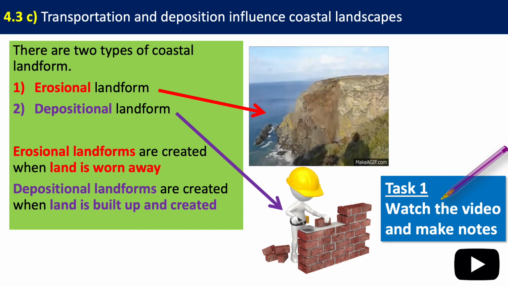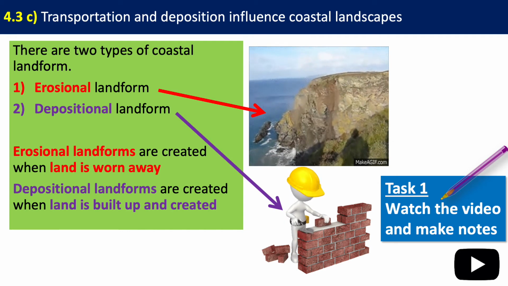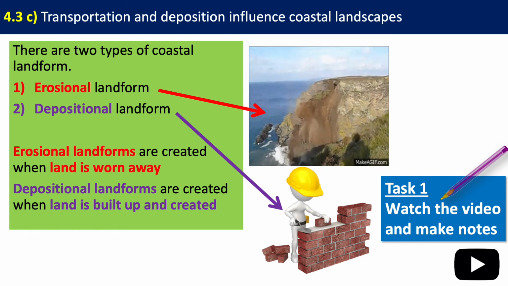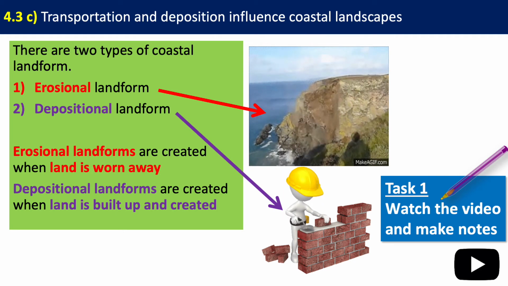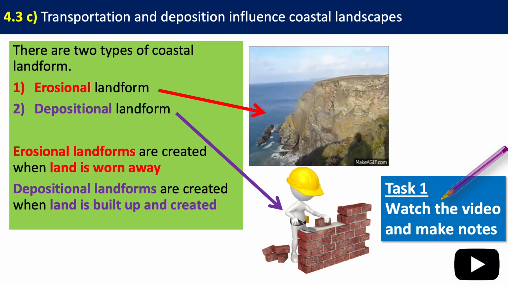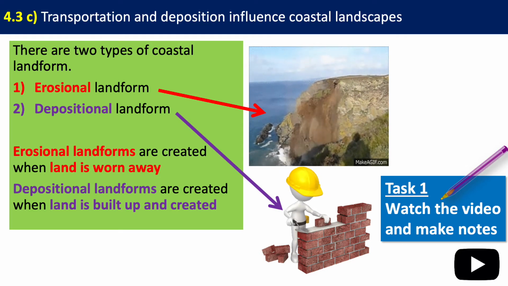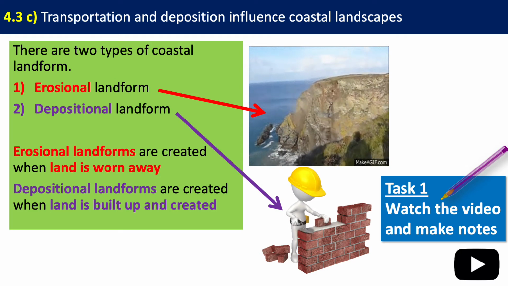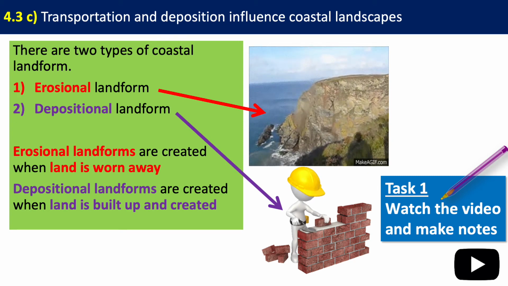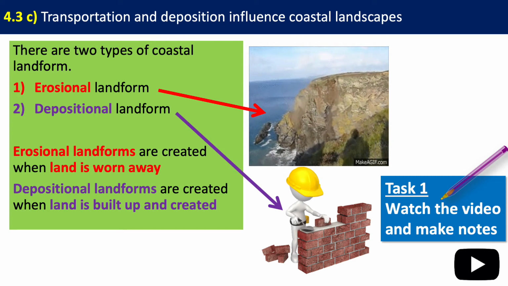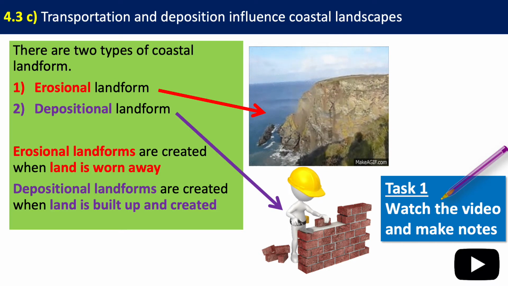Now today we're talking about depositional landforms. Of course, the difference between the two types is that if it's erosional, it means that land has been taken away, it's been worn away. And if it is depositional, it means that land has been built up and created. Now that material had to come from somewhere, right? So you're going to watch the BBC Learning video that I have included there, and you will make notes for task 1.